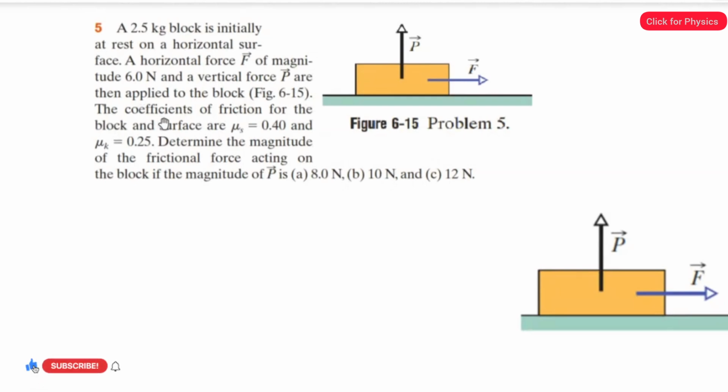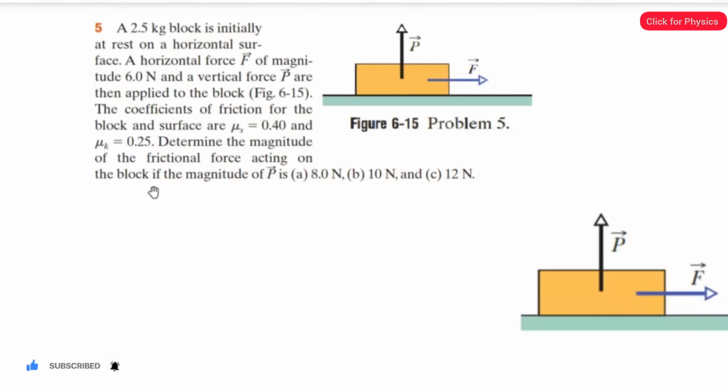The coefficients of friction for the block and the surface are mu s equal to 0.40 and mu k equal to 0.25. Determine the magnitude of the frictional force acting on the block if the magnitude of P vector is A) 8 Newton, B) 10 Newton and C) 12 Newton.